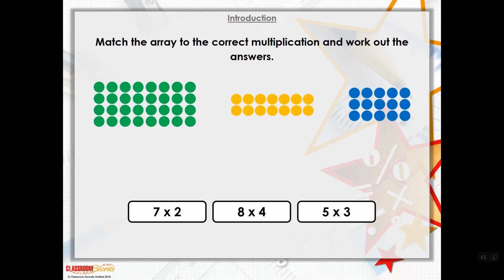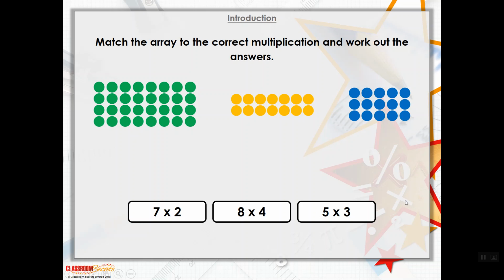Okay, so the first question says, match the array to the correct multiplication and work out the answer. So we've got some arrays here. I've got 4 and 8 there, and I've got 2 and 7 there. I've got 3 and 5 there. You have to match the array to the correct multiplication, and then you need to work out the answer. So you can pause the video and have a go.